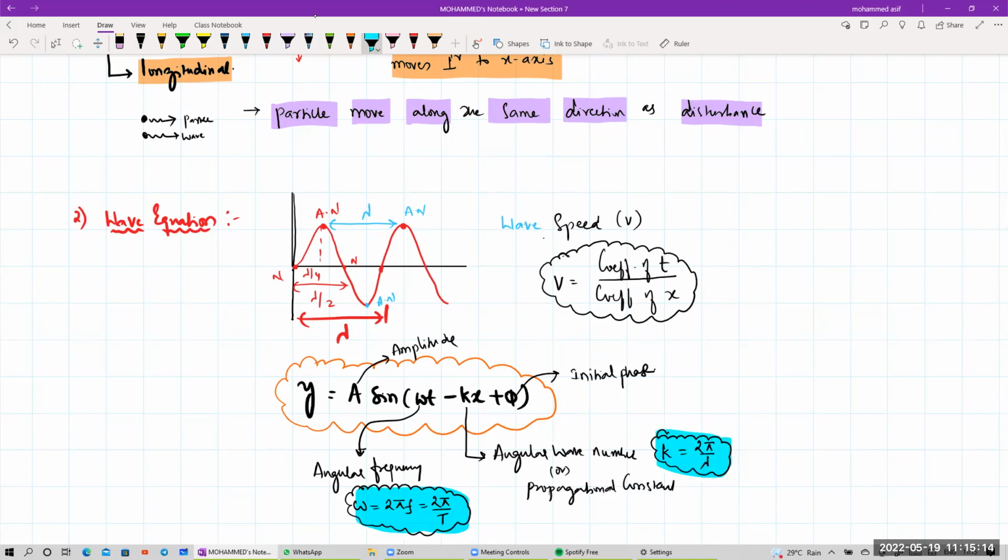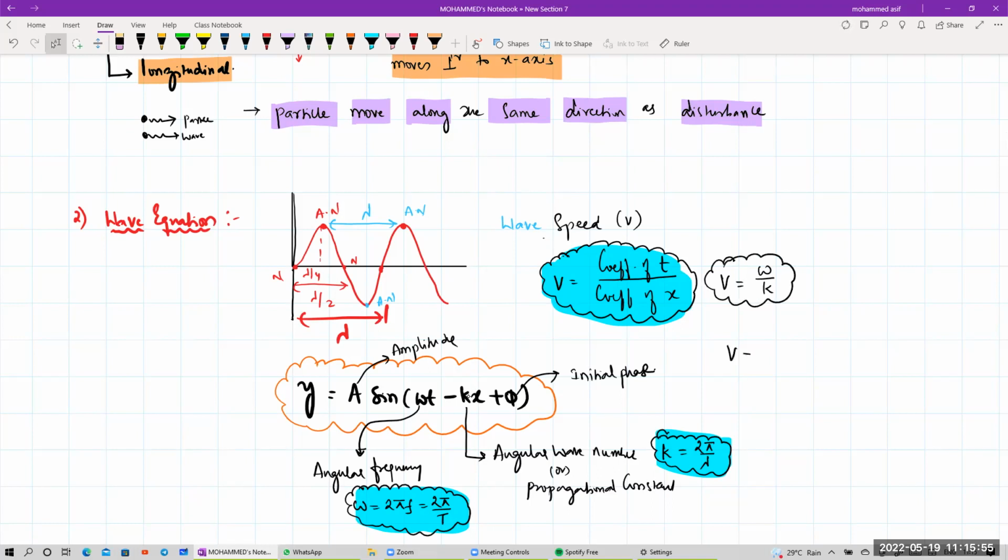How do you write the value of K and how do you write the velocity? The speed of the wave is given by the coefficient of T divided by the coefficient of X. What is the coefficient of T here? Omega. V will be equal to the coefficient of T, which is omega, divided by the coefficient of X. Coefficient of X is how much? K. So V is equal to omega by K.